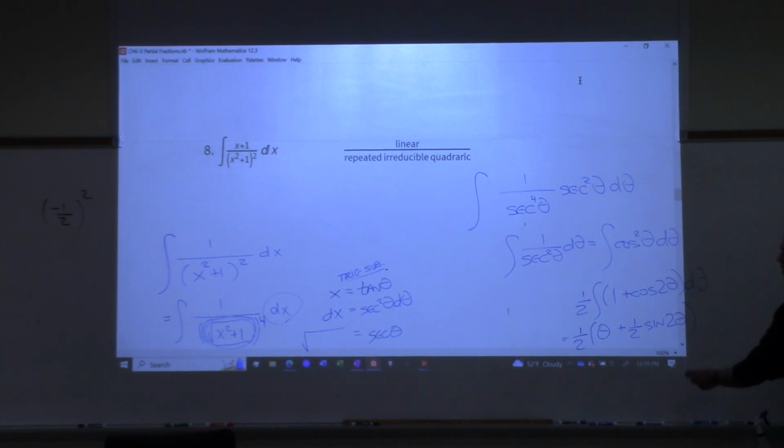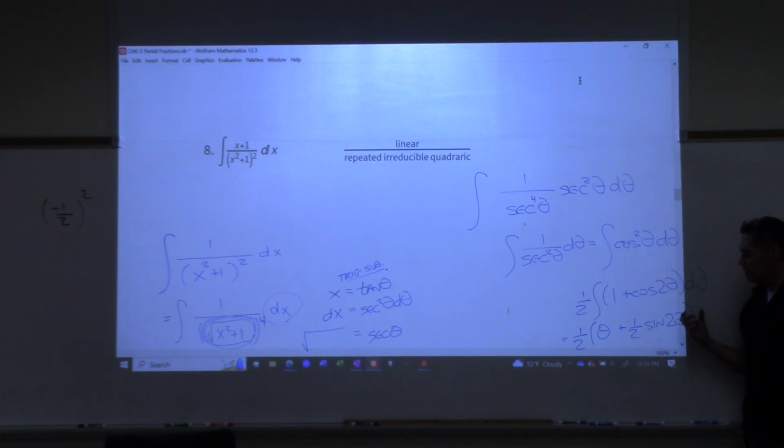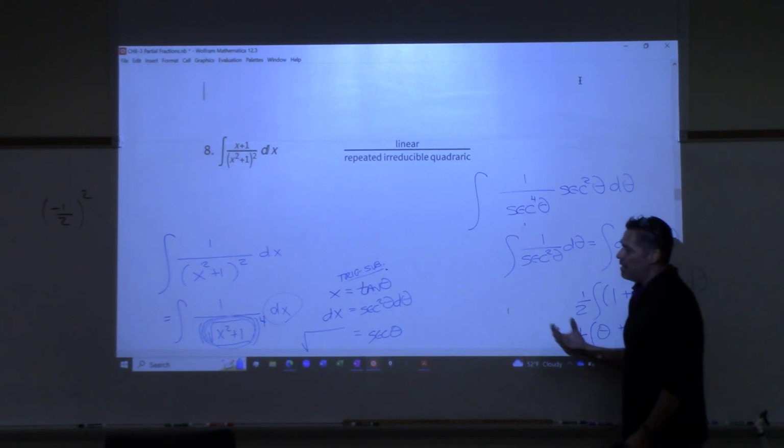I'm done. I'm out of time. You know what to do from there, right? You do the double angle. This is 2 sine theta, cosine theta. Then you have to go from theta back to x.